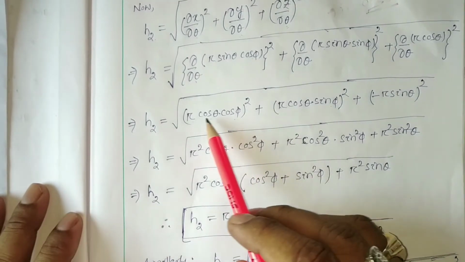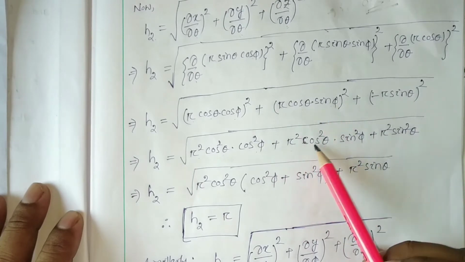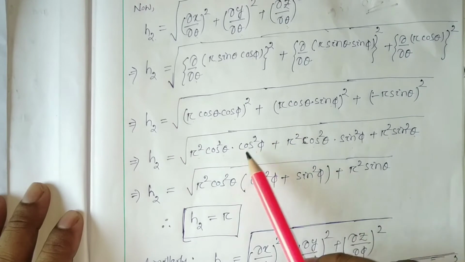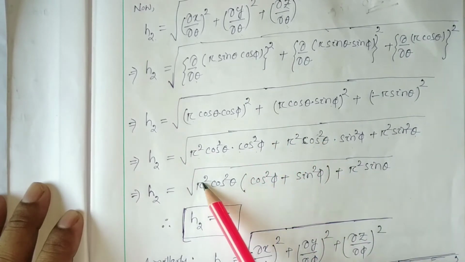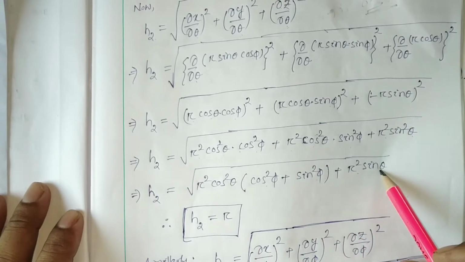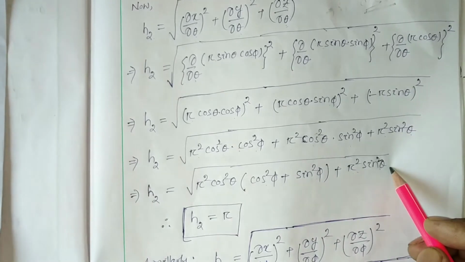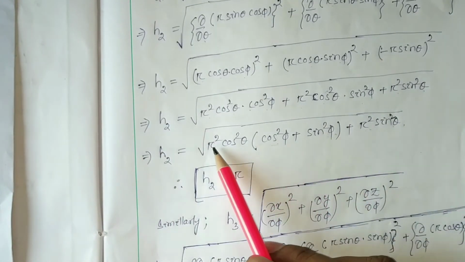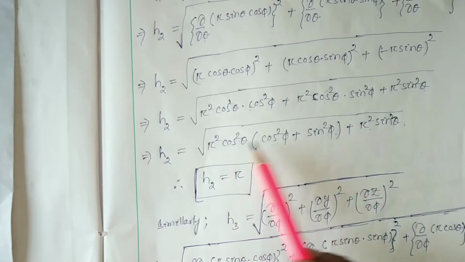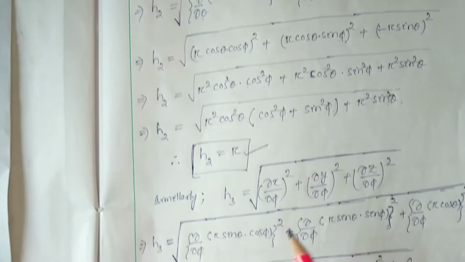Now here you can see this will be r square cos square theta cos square phi. This will be r square cos square theta sin square phi. This squared is r square sin square theta. So from these two terms we can take common r square cos square theta. We find cos square phi plus sin square phi. Here r square sin square theta is there. So this value is 1. Then r square cos square theta plus r square sin square theta, taking r square as common, cos square theta plus sin square theta will be 1. Root over of r square will be r. So the h2 value we found is r.